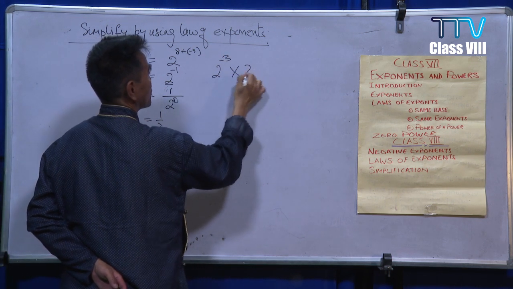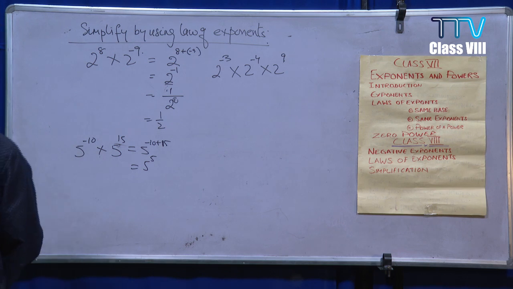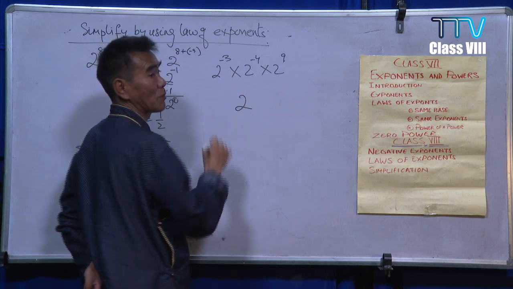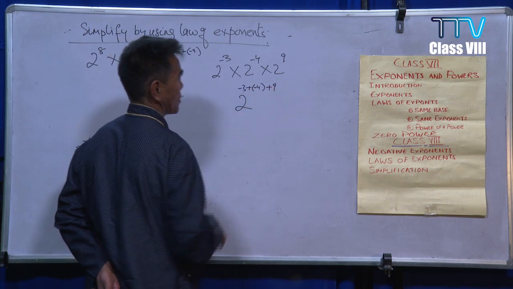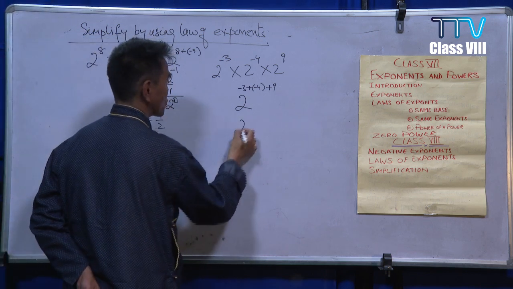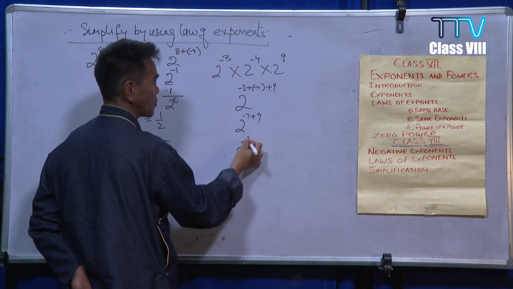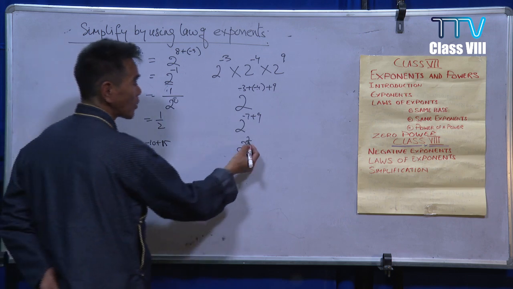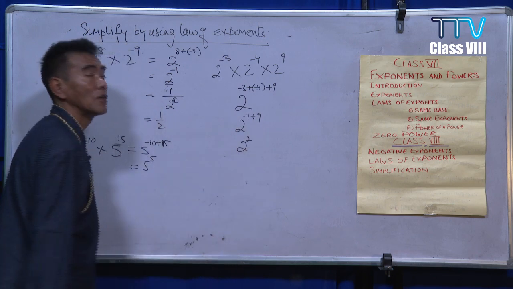Take 2 raised to power 3 multiplied by 2 raised to power negative 4 multiplied by 2 raised to power 9. For multiplication with a common base, we add the powers: 3 plus negative 4 plus 9. That is negative 1 plus 9, so the answer is 2 to the power positive 8. 2 squared is the value 2 multiplied by 2.